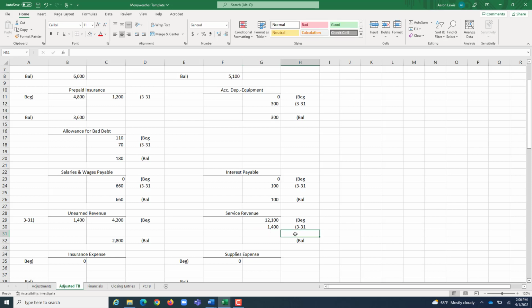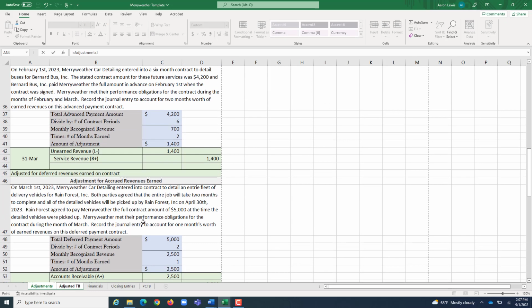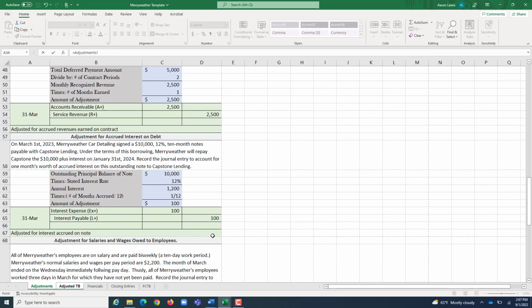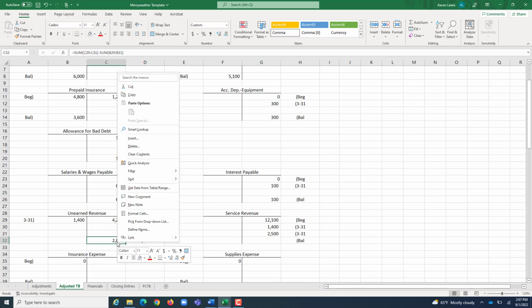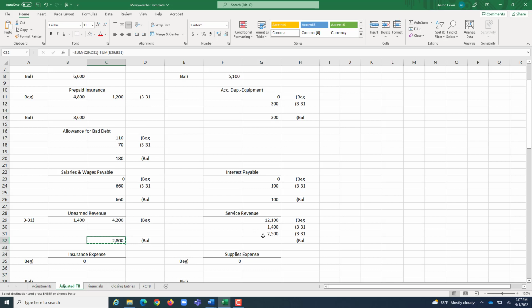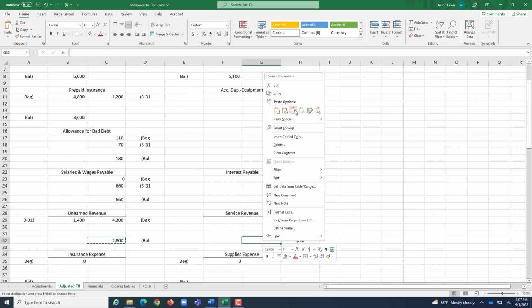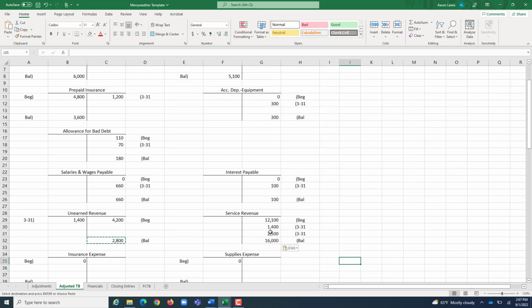But we also recognize revenue on our other contract, which I believe was to Rainforest Incorporated. And that guy is down here. We recognize $2,500, if I can get this to scroll, worth of revenues earned on that contract. So let's bring that number over. And this account has a credit balance, just like all other revenue accounts. So let's paste that formula. And we see that during the period, we will have recorded $16,000 after adjustments of total revenues. Our adjusted balance of our service revenue T account is up to $16,000.